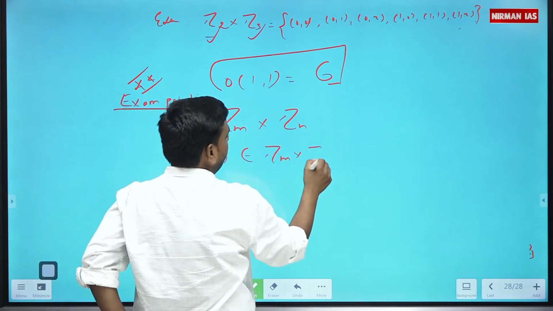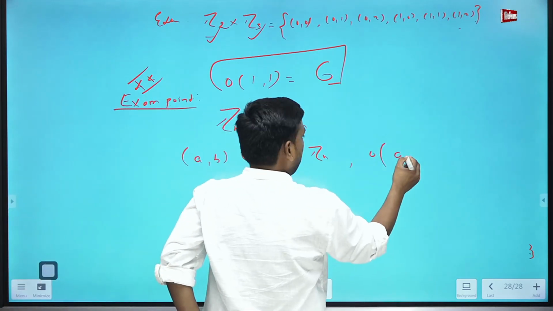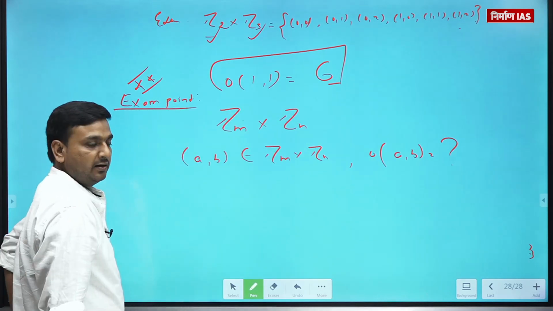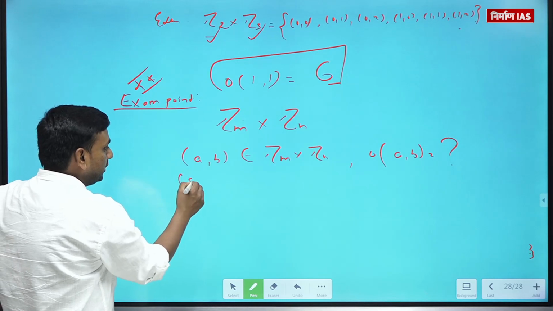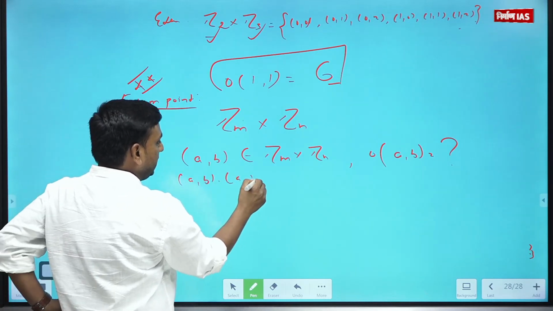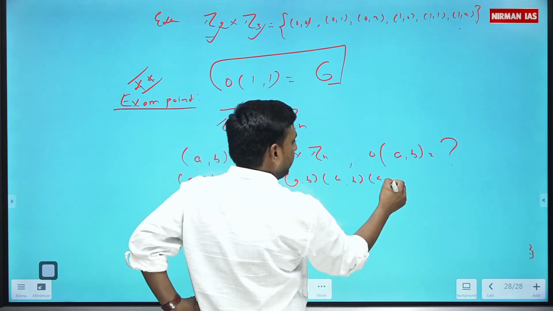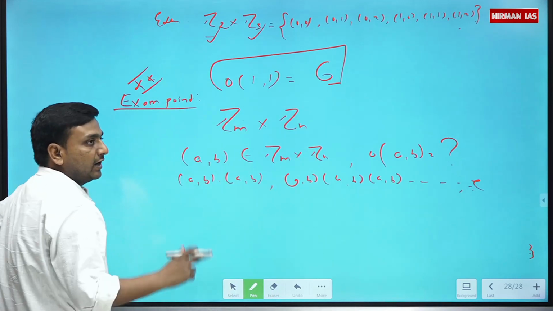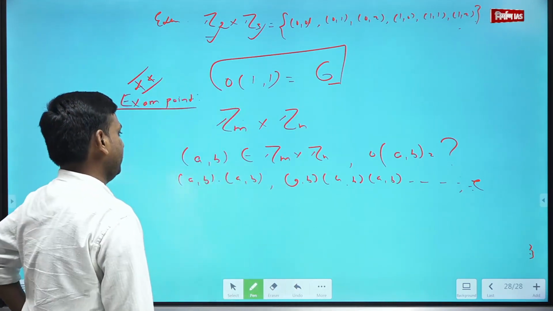Let's take some arbitrary element of this group, and you want to know the order of (a, b). To get the order of (a, b), you will compose (a, b) 2 times, 3 times, and so on, and check where you get the identity. The least positive integer for which you get identity will be the order of this element.